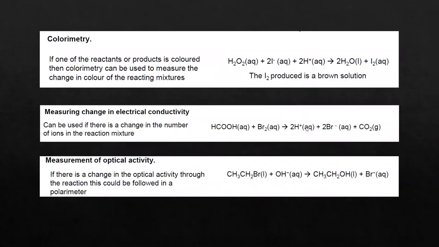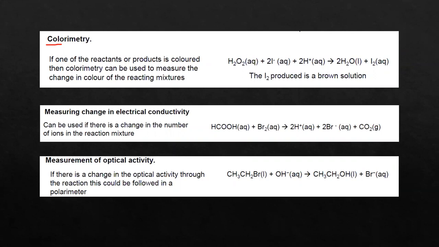Colorimetry can also be used. It's from the term color. Because of what happens, when some of the reactants form a product, maybe the product is a colored substance. So if one of the reactants or products has a color, we can use that to measure the change in the color of the reaction mixture.